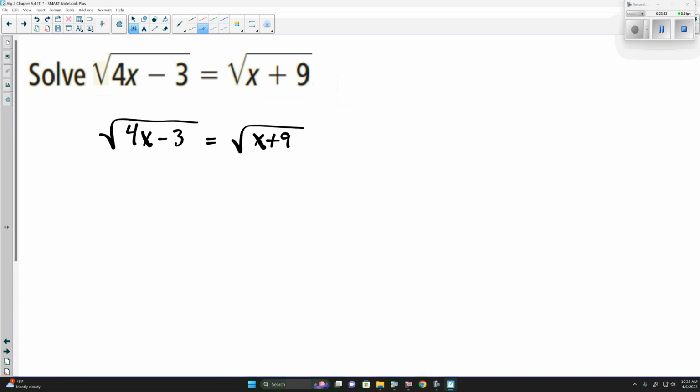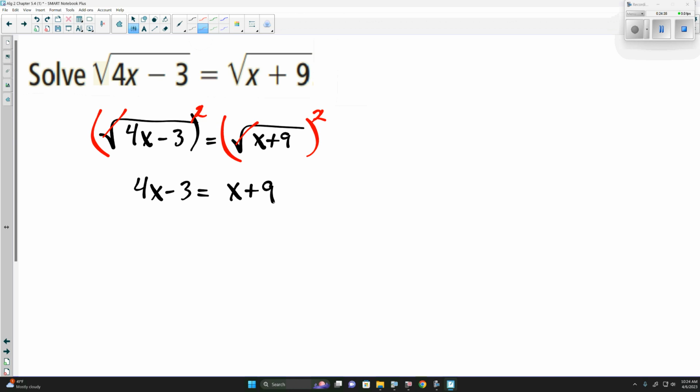So, this is what we're starting with. Is there more than one radical? Yes. If more than one, even them out. Are they evened out? Yeah, we got one on either side. So we can move to the second step. Put both sides to the nth power. And in this case, our nth power is 2. And on both sides, the square root and square will cancel because there's only one term. We don't have anything else there. Which is going to leave us with 4x minus 3 is equal to x plus 9.